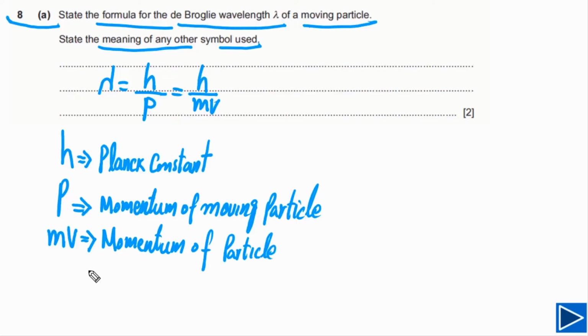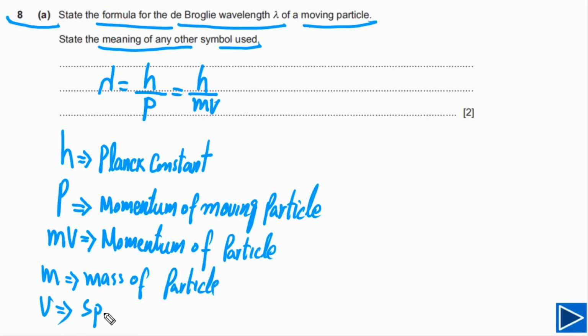You can also explain it this way: m is mass of particle and v is speed of particle, or you can say v is velocity of the moving particle. So this is how you can answer this question.